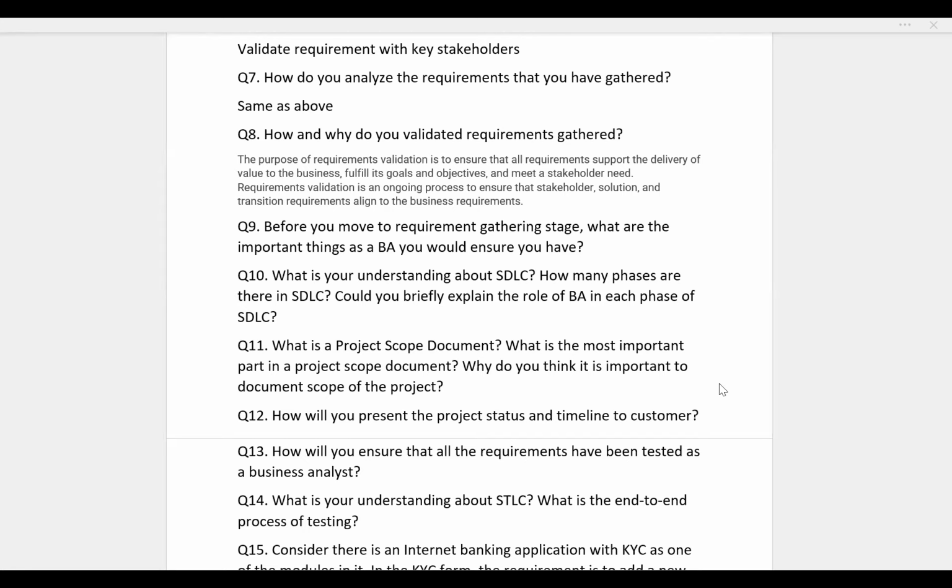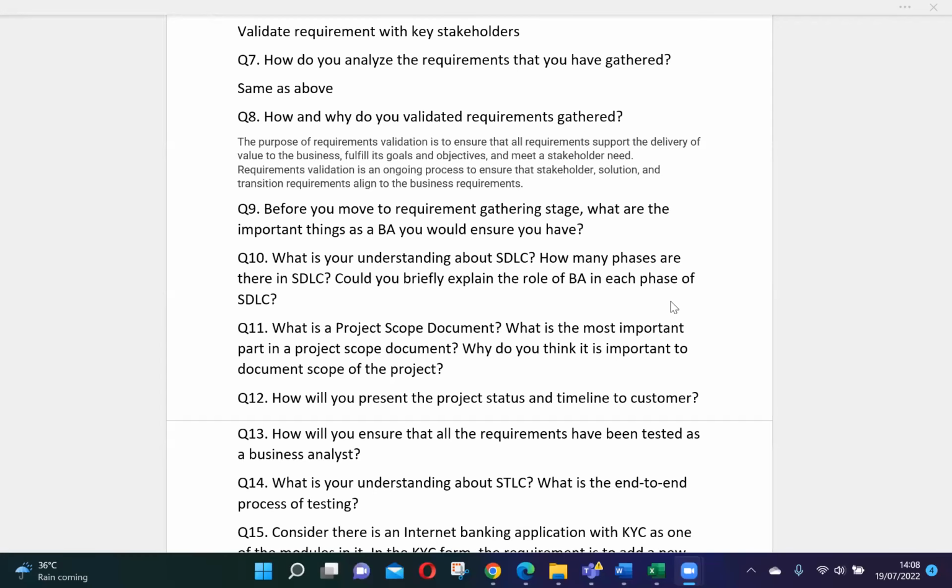Let me share my screen. Can you see my screen? No, as of now, no. I'll let you know when I see. Can you see it? I can see. Okay, all right. So we're on the project scope document.